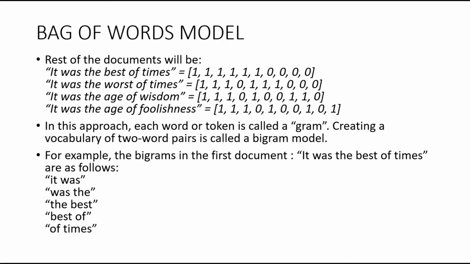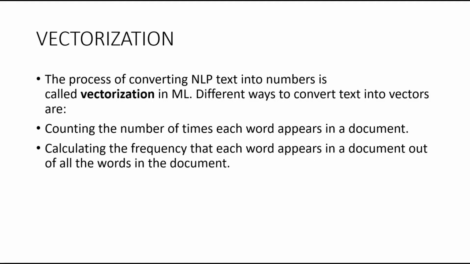In this approach, each word or token is called a gram. Creating a vocabulary of two-word pairs is called the bigram model. For example, the bigrams in the first document, "it was the best of times," are as follows: "it was," "was the," "the best," "best of," "of times." Like that, you will get it.